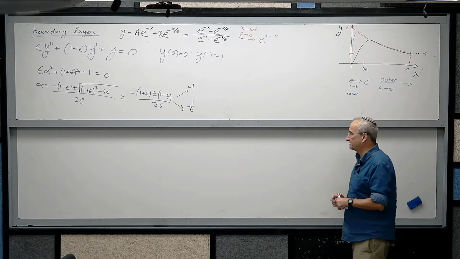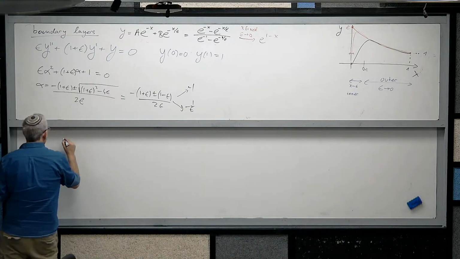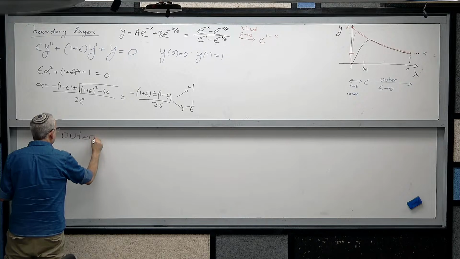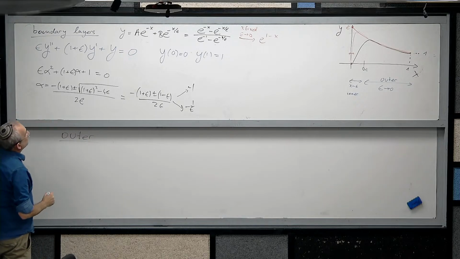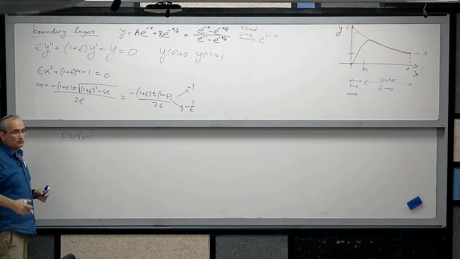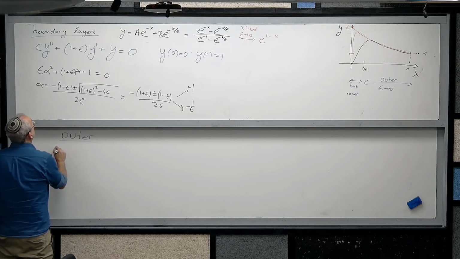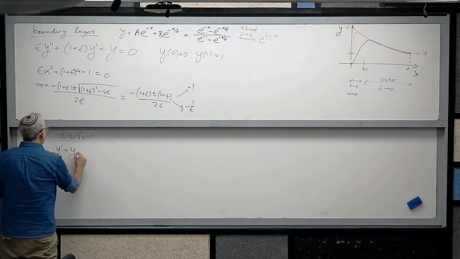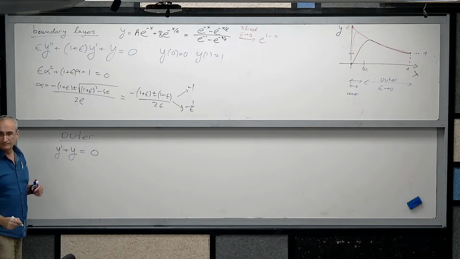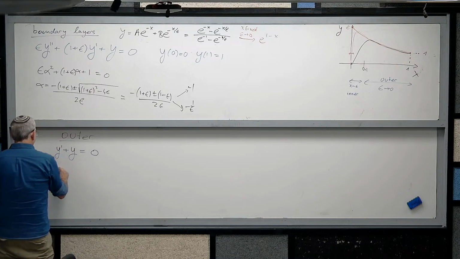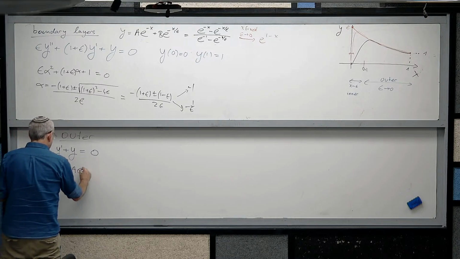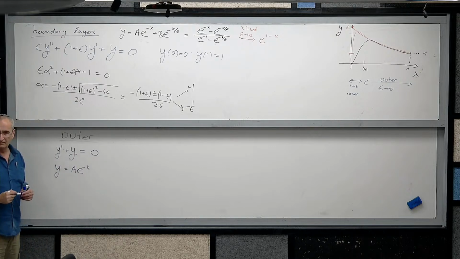Okay, let's do that. First, we start with the outer. Why are we doing that? Because in the outer region it's very easy. In the outer region, all I have to do is take epsilon to 0. That's it. So in the outer region, my equation is y prime plus y equals e to the minus x. Good. So what is y? y is e to the minus x multiplied by some constant.